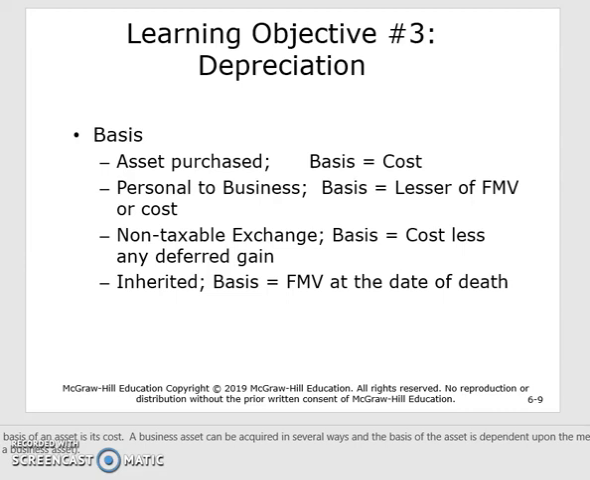The basis of the asset is going to be the cost of the asset. If a personal asset is transferred to a business, the basis will be the lesser value of the fair market value or cost. If there is an asset that is transferred to a business using a non-taxable exchange, the basis will be the cost less any deferred gain. We'll talk about non-taxable exchanges later in the course. If the property is inherited, the basis is going to be the fair market value at the date of the death.